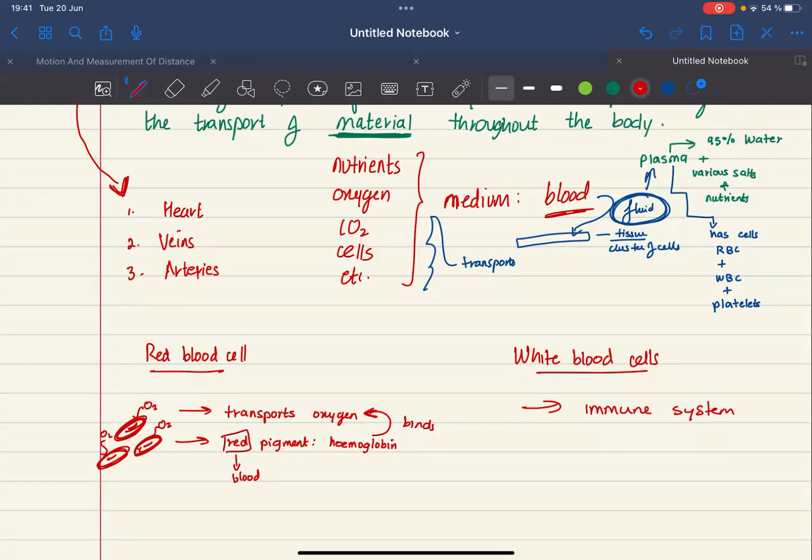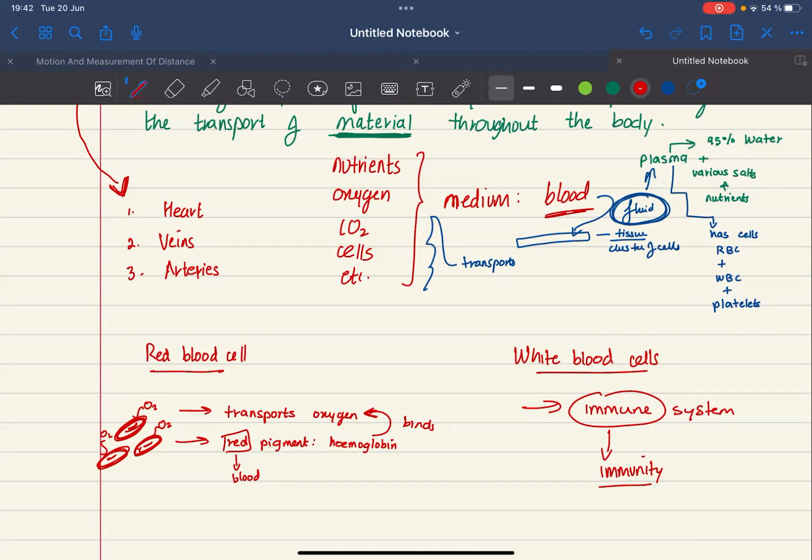They increase your immunity. What is immunity? Ability to fight the germs that enter our body. Very good. The ability of the body to fight the germs is called immunity.